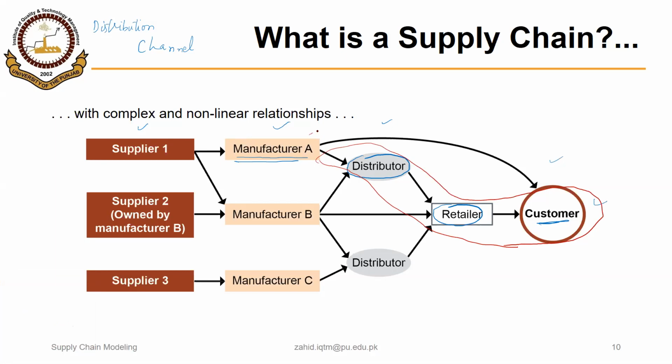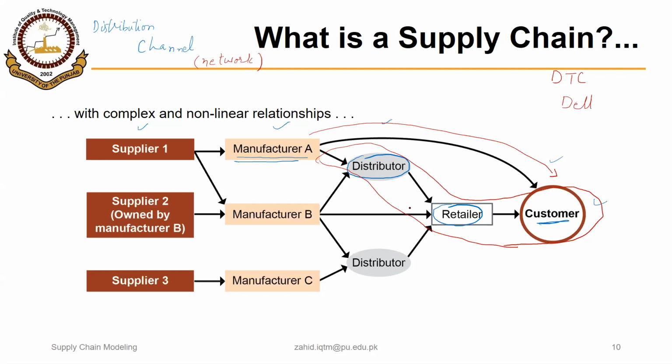Another channel is this one. Manufacturer A is directly supplying to the customer. So that is sometimes called DTC, direct to customer. And this model was very successfully used by Dell computers. So Dell first had this type of supply chain network. We also call it distribution channel or distribution network. So there are different names used for the same things. So Dell initially had this sort of supply chain.